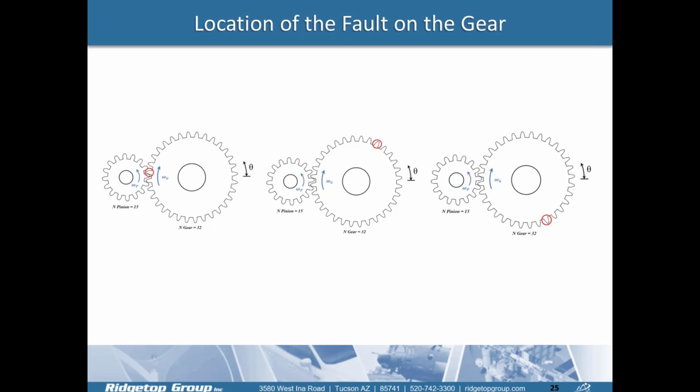Three different gears with three different locations for the faults are used for this test. For each direction in which we mount the accelerometer, we use these three different cases to make sure that we are measuring the right signal and locating the fault correctly. Next slide, please.